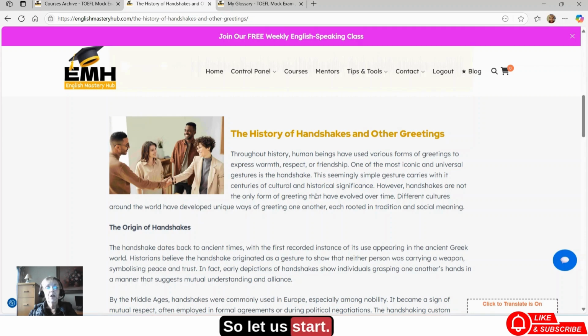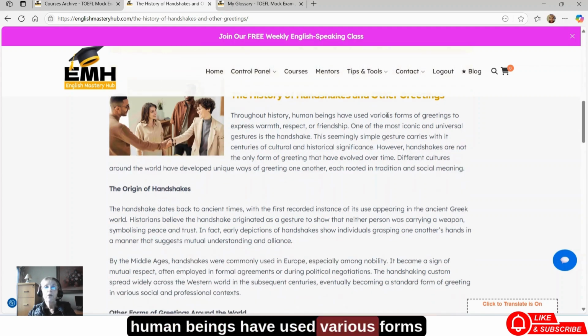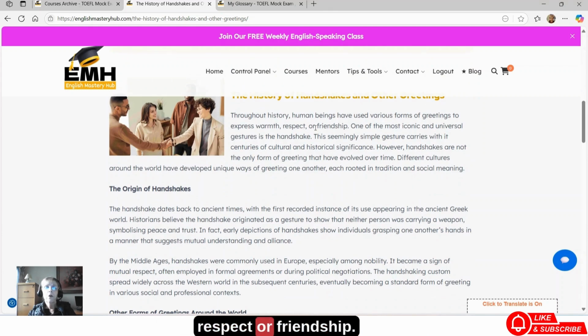So let us start. The history of handshakes and other greetings. Throughout history, human beings have used various forms of greetings to express warmth, respect, or friendship. One of the most iconic and universal gestures is the handshake. This seemingly simple gesture carries with it centuries of cultural and historical significance.